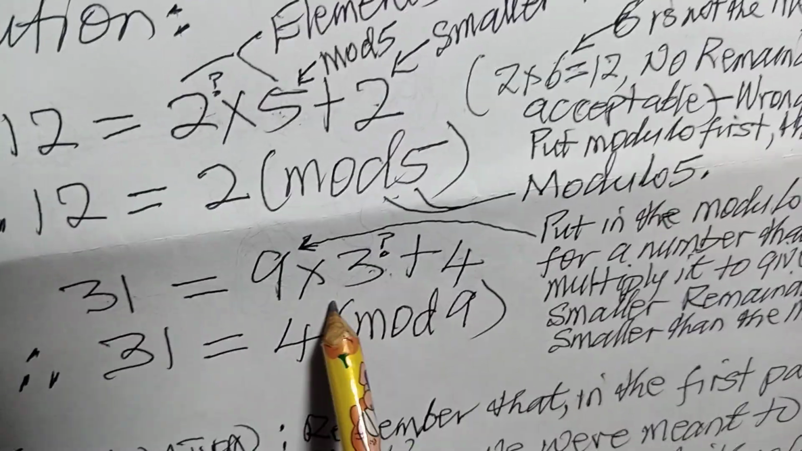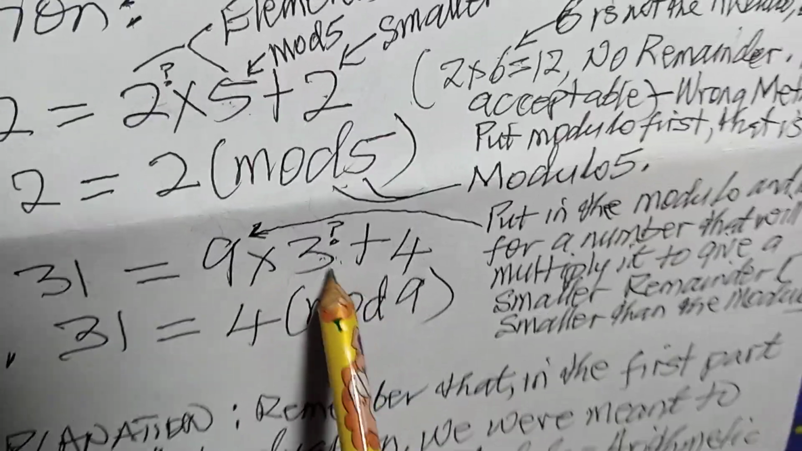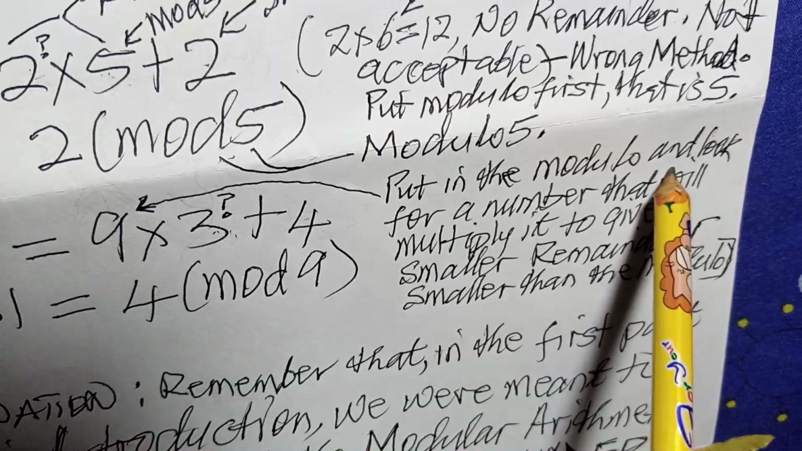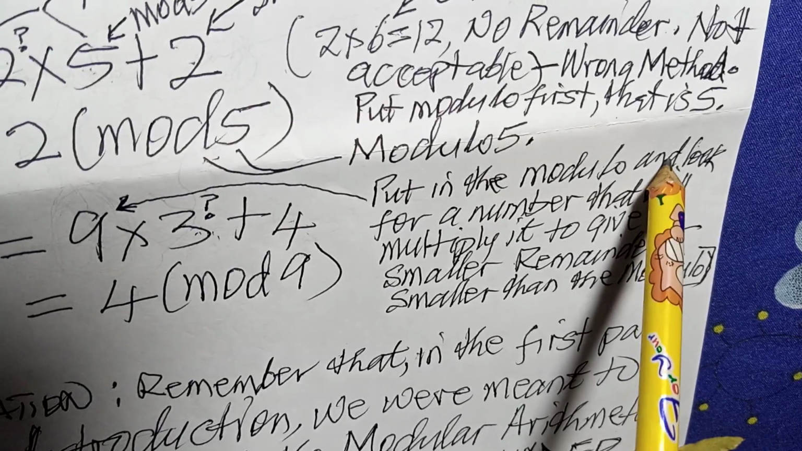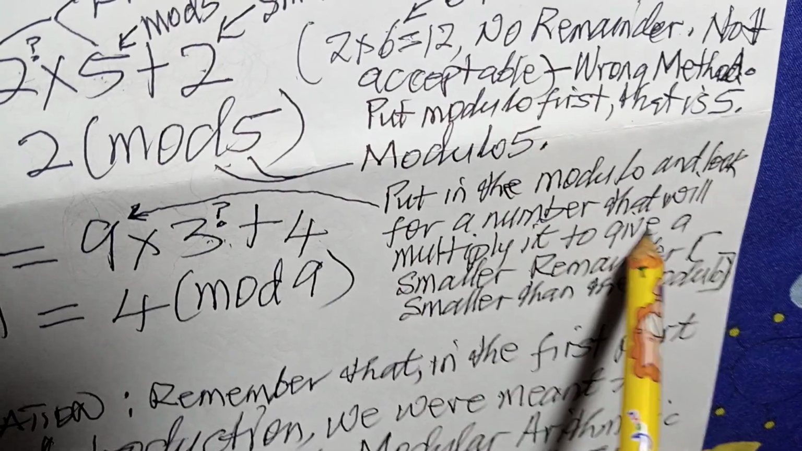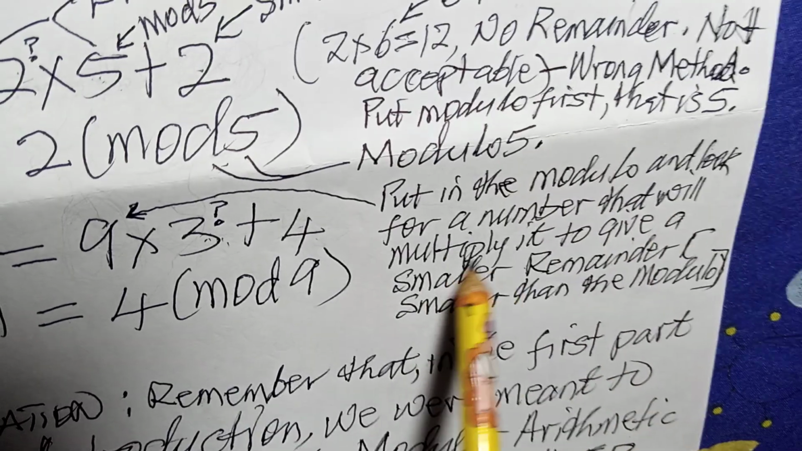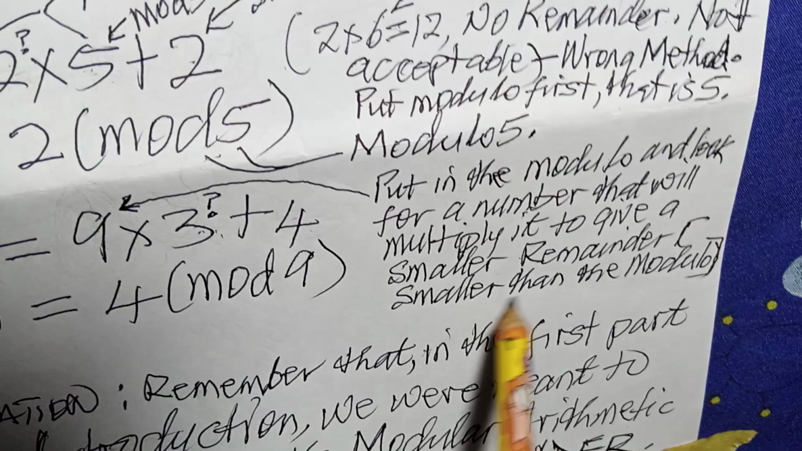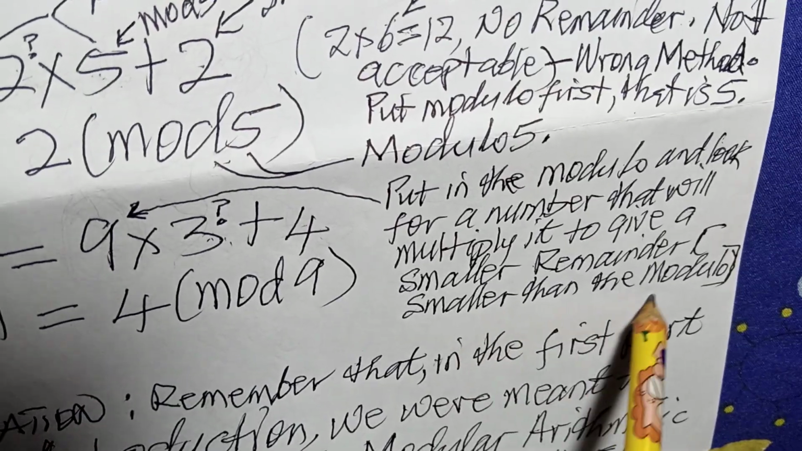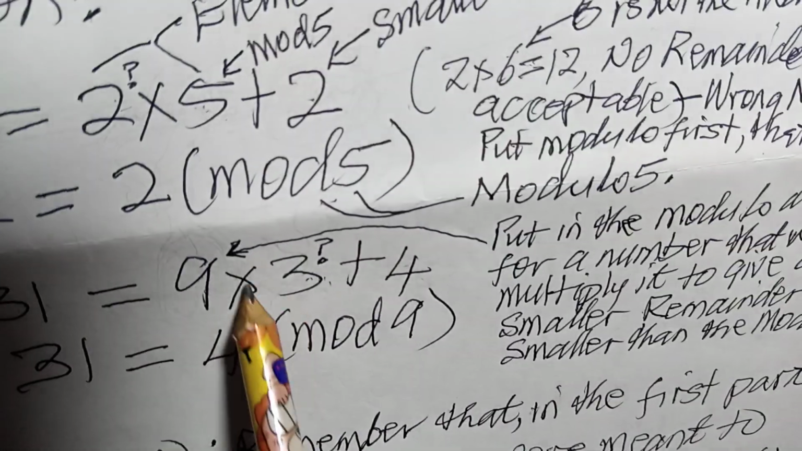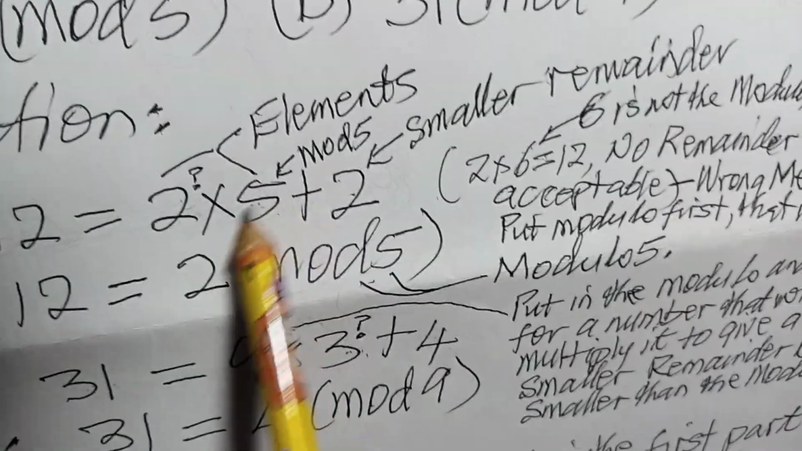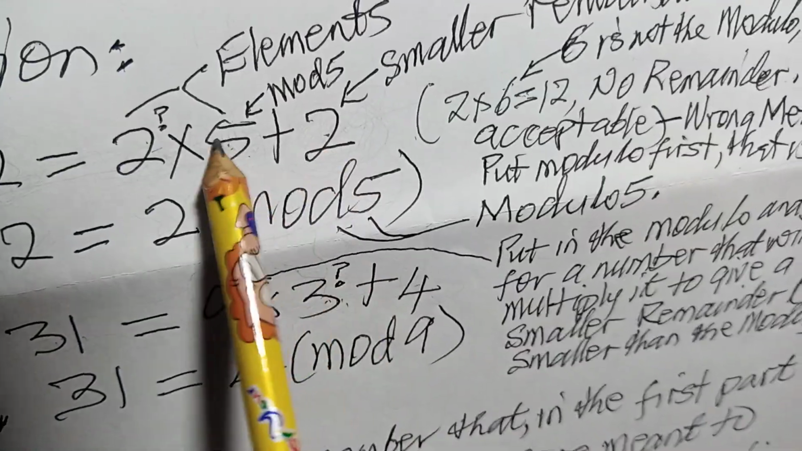So just try it. So here I gave a note here. Put in the modulo and look for a number that will multiply it to give a smaller remainder, smaller than the modulo, something that will be smaller than the 9. That's the modulo. Here we have 5, which is the modulo. So 2 is smaller than this 5.